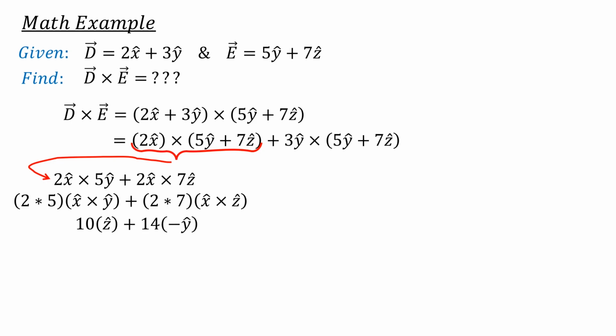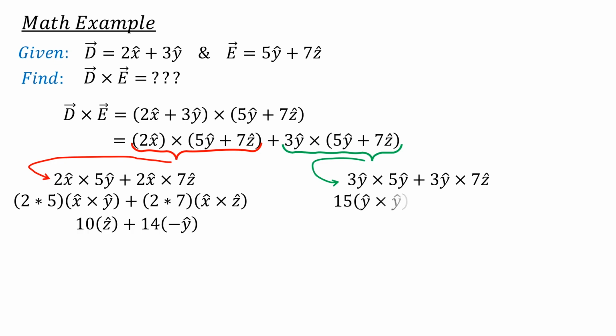Now let's distribute the 3y hat. 3y hat cross the quantity 5y hat plus 7z hat equals 15 y hat cross y hat plus 21 y hat cross z hat. The cross product of y hat with itself is 0.